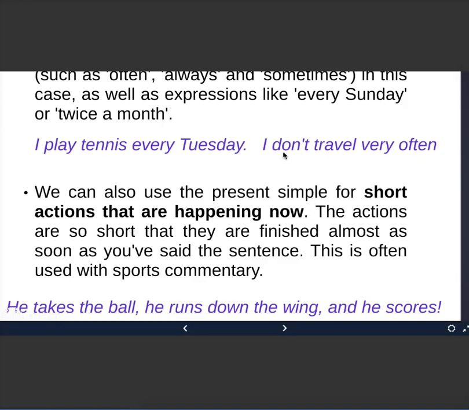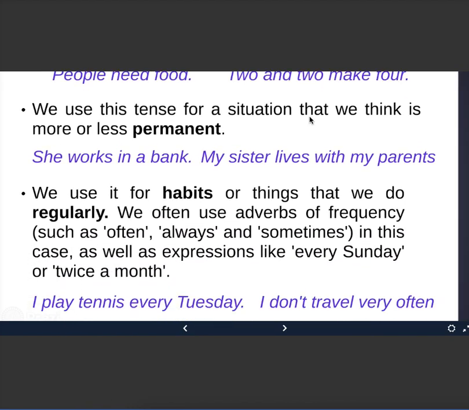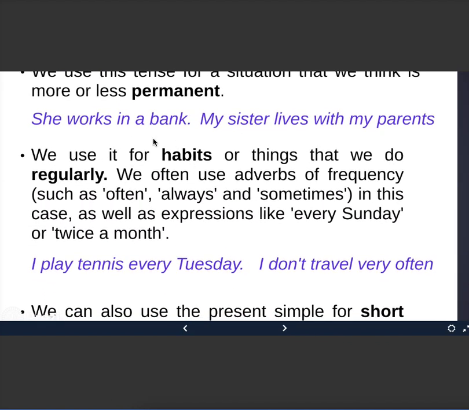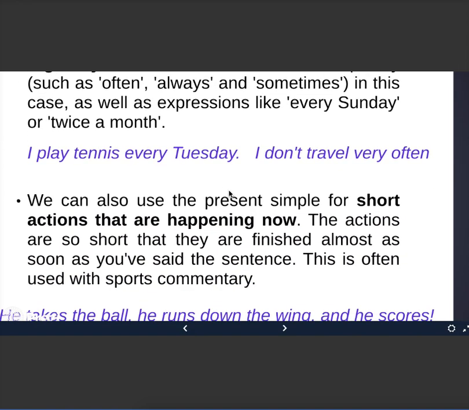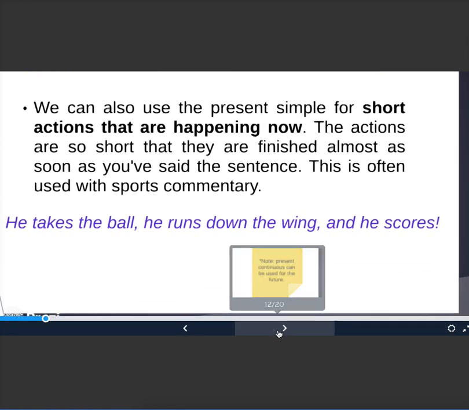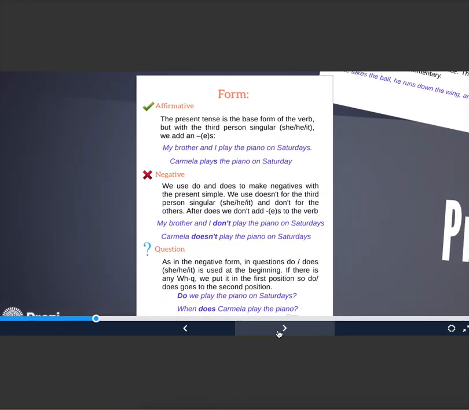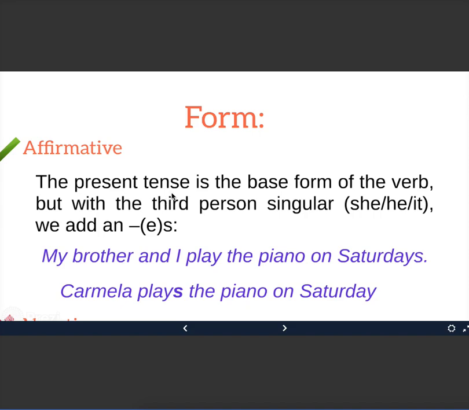We have some uses by now, so don't forget. When something is generally or always true, when we have a more or less permanent situation, for habits or things that we do regularly, or for short actions that are happening now. Let's continue now. Now we are going to talk a bit about the form. How can you do it? So let's begin with the affirmative form.